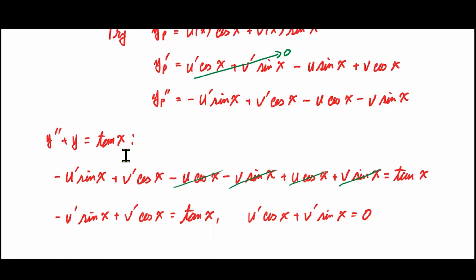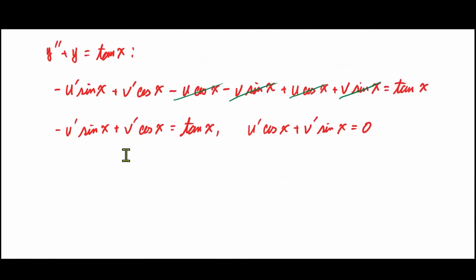Now, there is no orthodox way of solving this, but hey, let's solve this in terms of u and then plug it in here. Okay, let's do that. So u prime here is negative v prime and sine over cosine, is that tangent? Oh, there's your tangent.